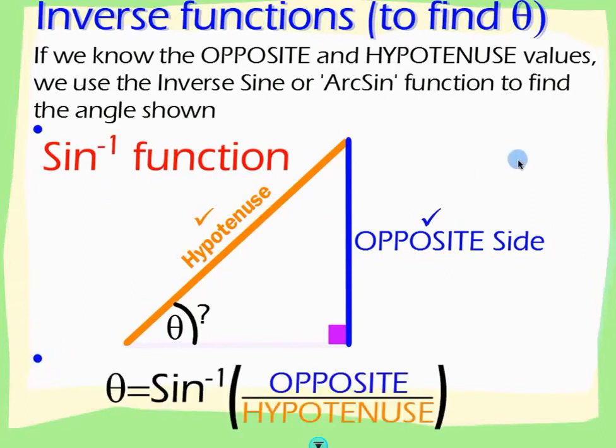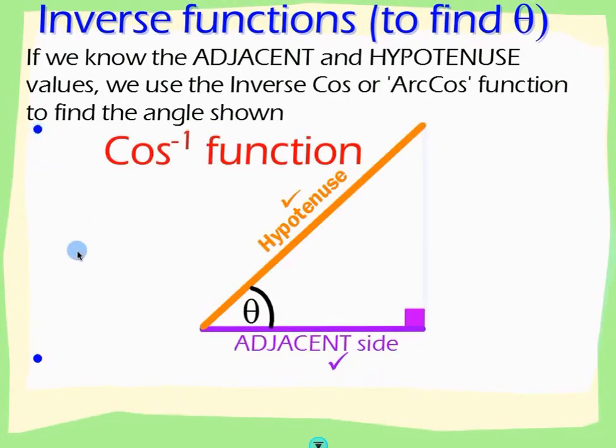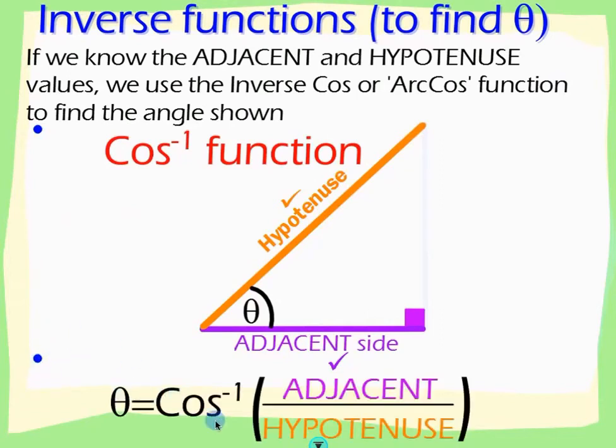So we don't want to do it to death really, but I thought I'd show you these written out a bit more neatly once more. If we know the adjacent and hypotenuse, those two go with either the cos or inverse cos. So the cos of the angle is adjacent over hypotenuse, so the angle is cos to the minus 1, or inverse cos, of adjacent over hypotenuse.